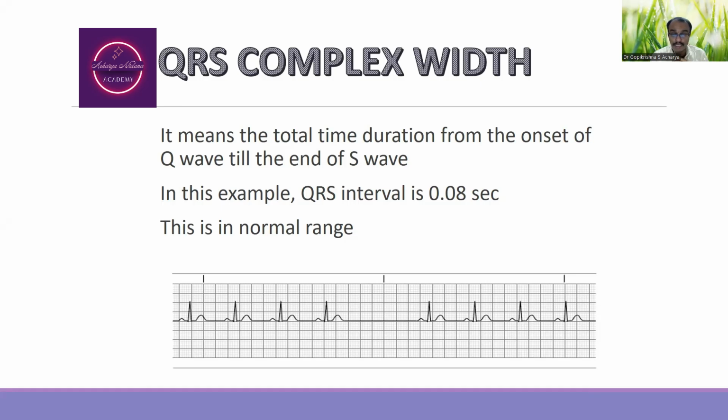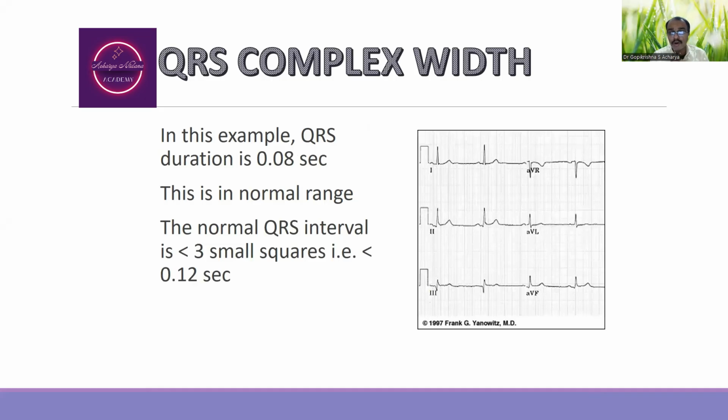In this particular example, the QRS interval is 2 small squares, that is 0.08 seconds, which is within the normal range. In this other example, again the QRS interval is less than 3 small squares, that is up to 2 small squares, that is 0.08 seconds.